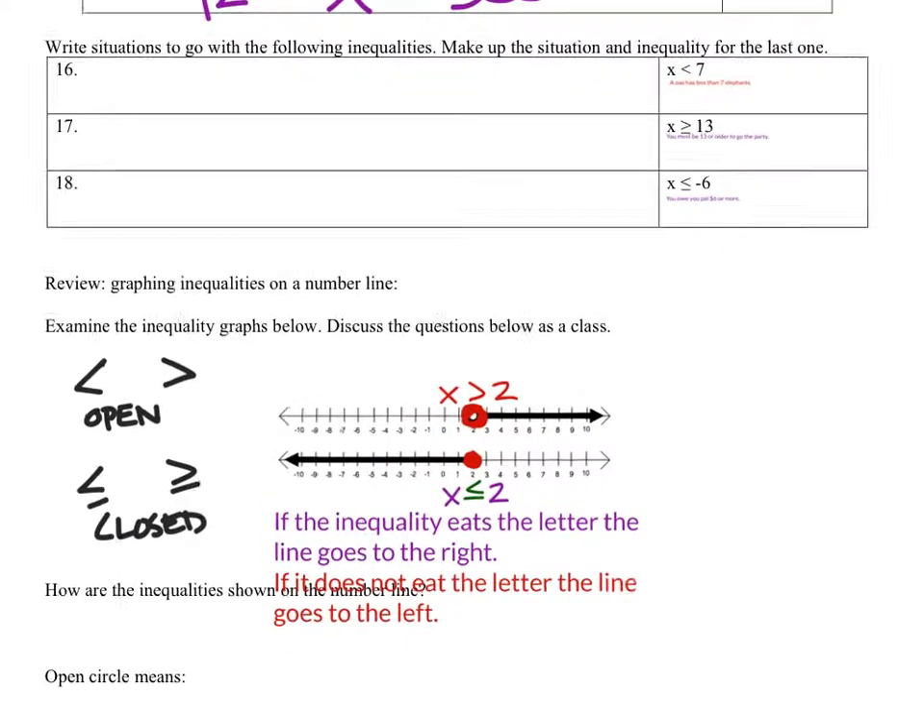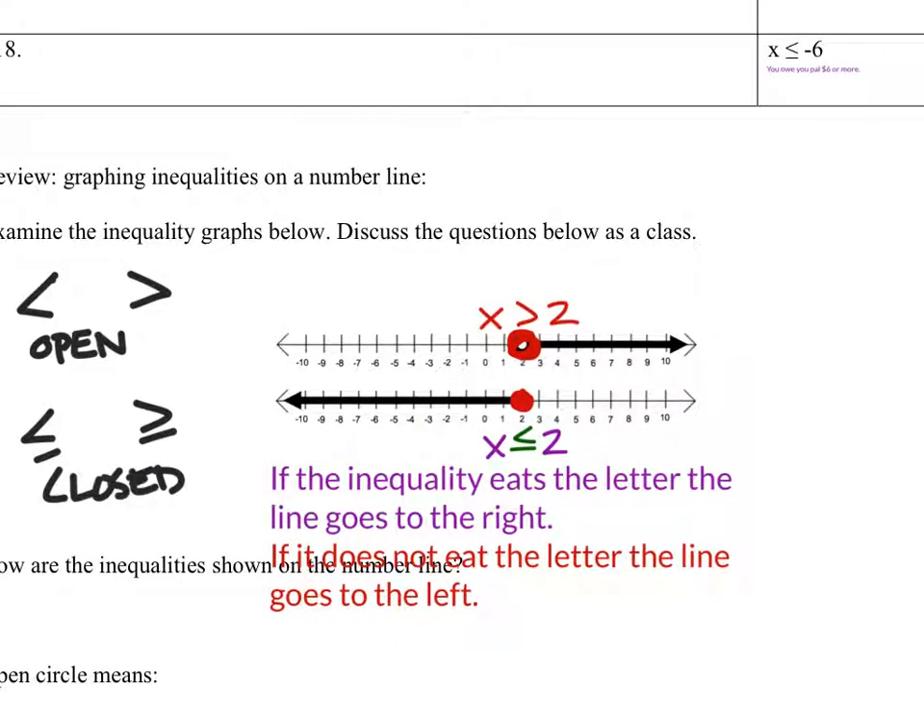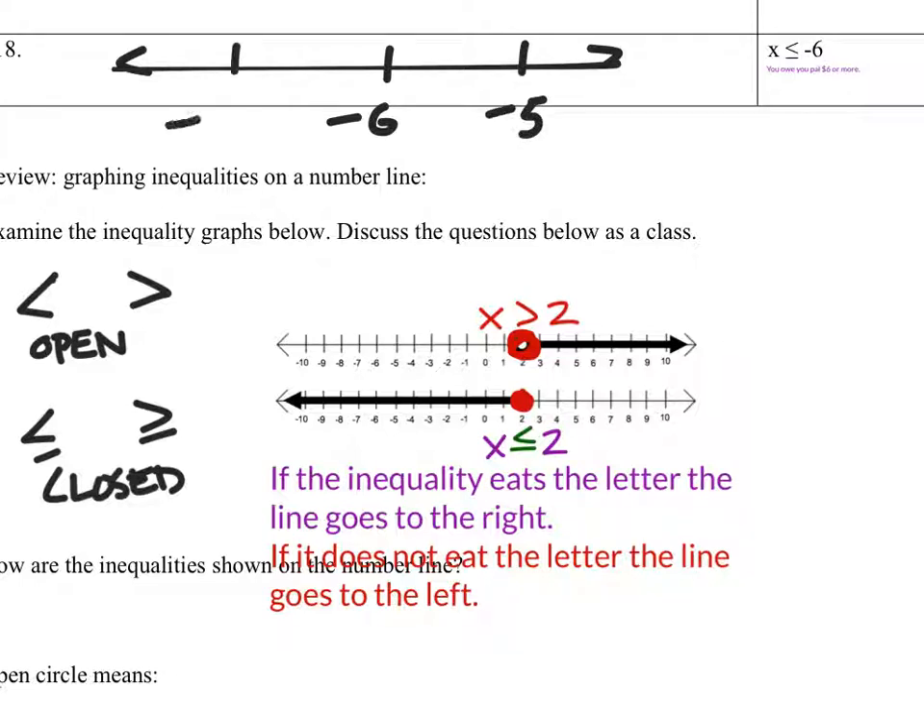Like 18 there. 18, x is less than or equal to negative 6. Open or closed circle? It's closed because it's equal. Right, so on the graph on this one, at negative 6, between negative 5 and negative 7, since it's equal to, we're going to close the circle in. And does it eat the x? No, it does not, so it goes to the left. And this would be the graph.